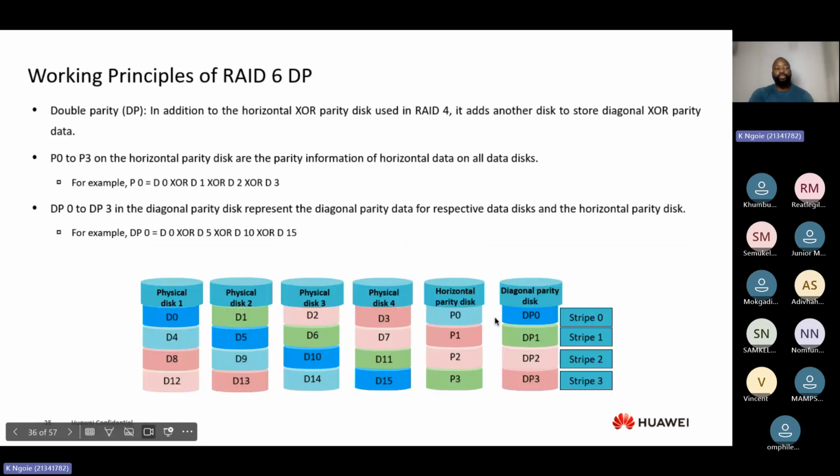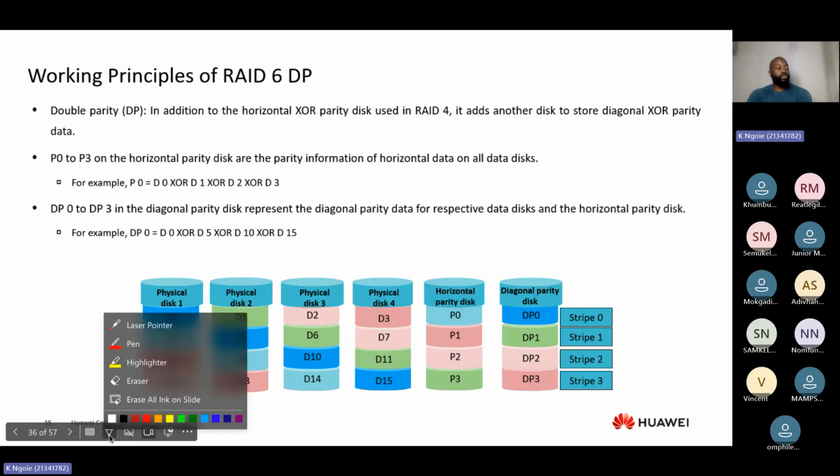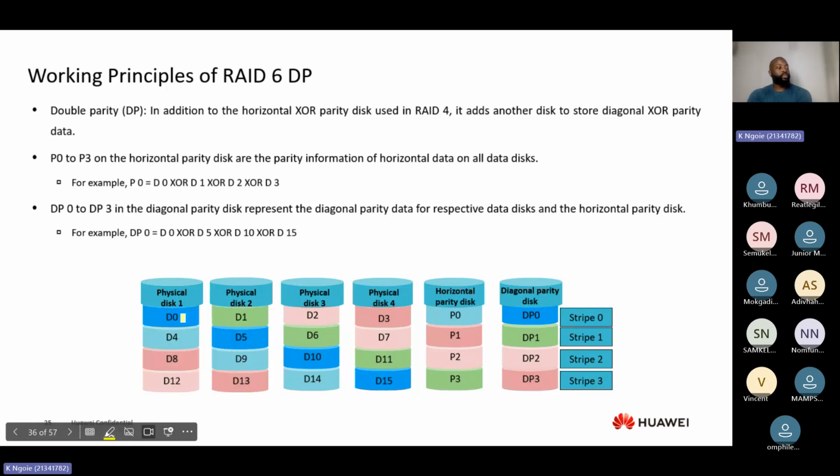Okay, so horizontal parity. In the horizontal parity, we're going to have this. I don't know why it's not allowing me to draw there. Okay, let me take the highlighter. So the horizontal parity will take that to give us the P0.